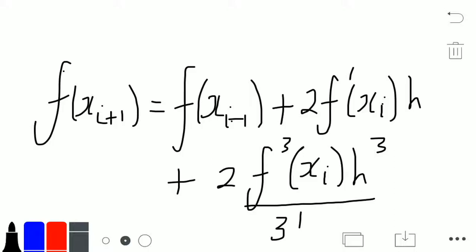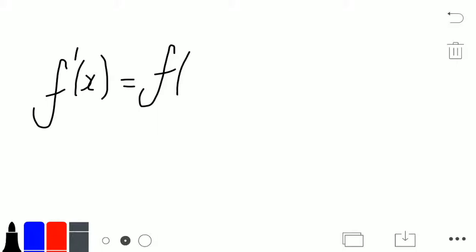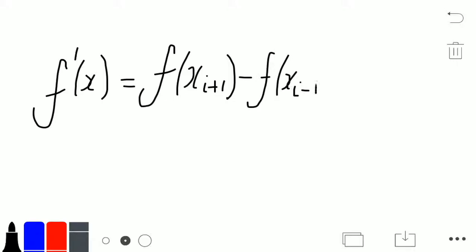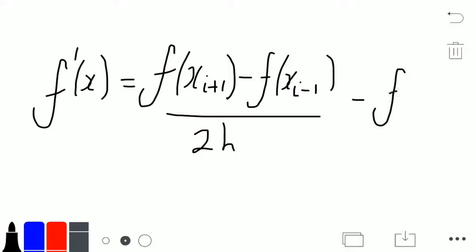Okay, now we can rearrange this again to look at the approximation of the first derivative. That is f prime of x is equal to the value of f at xi plus 1 minus the value at x at i minus 1, divided by twice our step size, minus the third derivative of f at xi times h squared over 6.